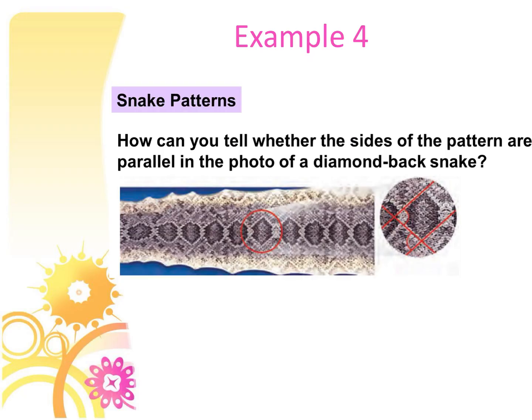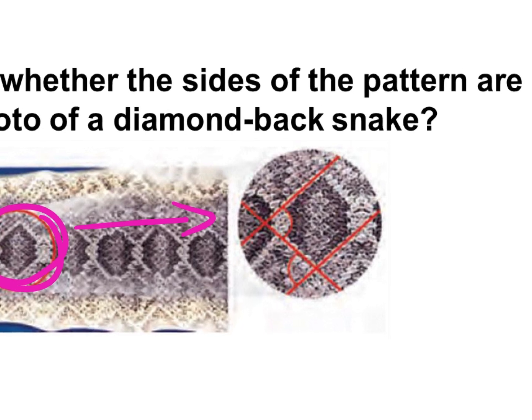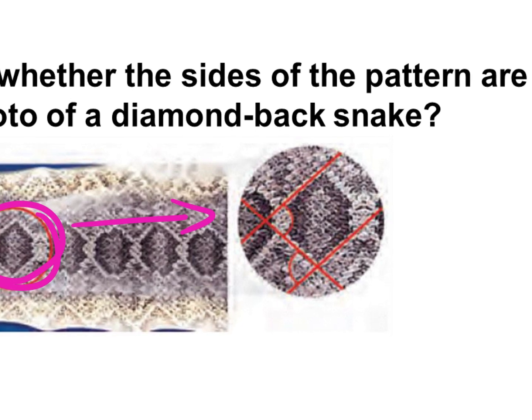So here is a picture of a diamondback snake. They've taken a portion of it here, and then they've enlarged it over here. So let me go ahead and zoom in here. So we've got our lines and we've got some angles that are marked as congruent. Let me go ahead and outline this in maybe a color that'll show up a little bit better. So I have this side, and then I've got my transversal, and then I've got some congruent angles marked here.